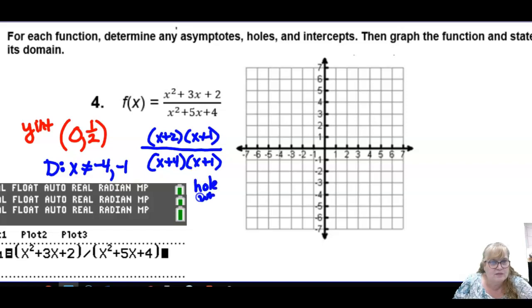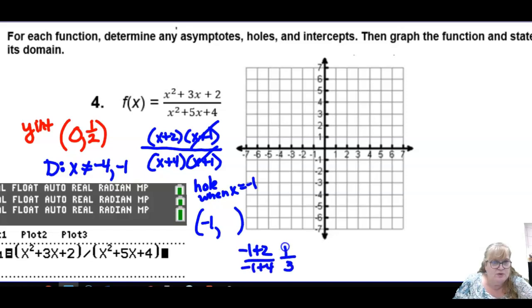when x equals -1. Then we're going to cancel that, and we're going to find the actual ordered pair of the hole by plugging -1 in here. So -1 plus 2 over -1 plus 4 would be 1/3. So the hole is at -1 and up 1/3. Make a nice big hole on your graph so I can see it.